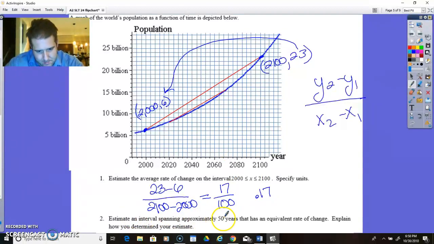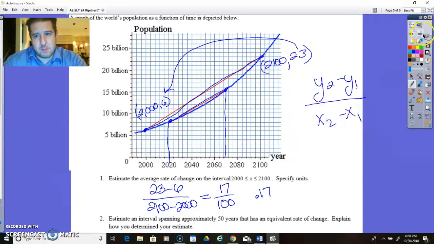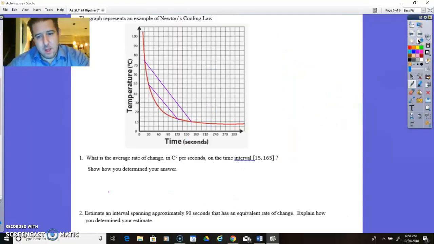Estimate an interval spanning approximately 50 years that has the equivalent rate of change. This line right here is a timeline, and you can already see the answer. It's from the year 2020 to, give or take, about the year 2070. That's a 50-year span. The reason I know it's increasing at about the same rate is that it's parallel to this line here, so the slope of that linear line is about the exact same. Next: what is the average rate of change in Celsius per second over the time interval of 15 to 165? So here's 15.